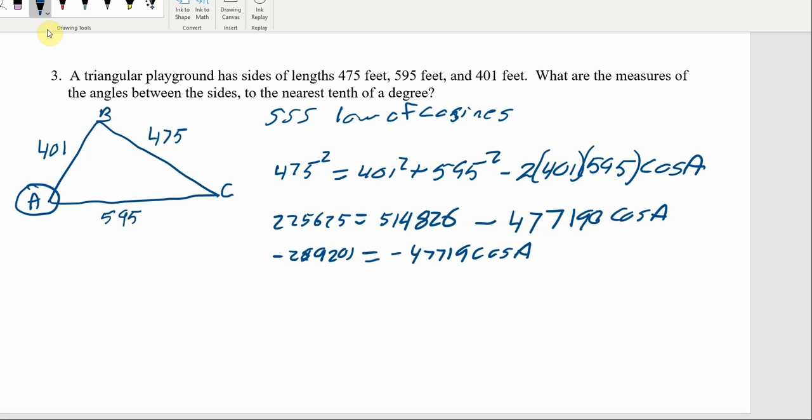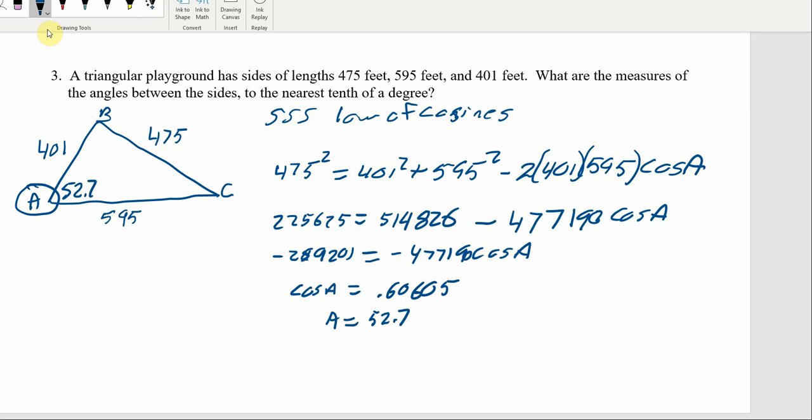Dividing by that negative 477,190, we're going to get the cosine of A is equal to a positive 0.60605. Don't round this. Leave that number in your calculator. Then we're going to take the inverse cosine of both sides and find the measure of angle A to be about 52.7. All right, so that's one of them down.